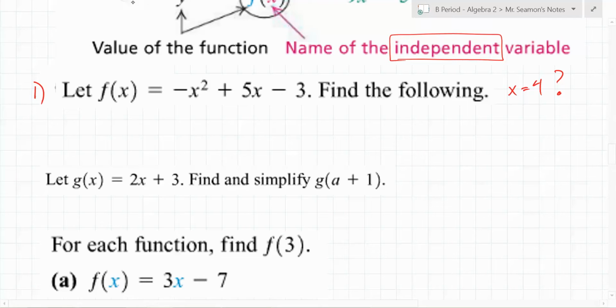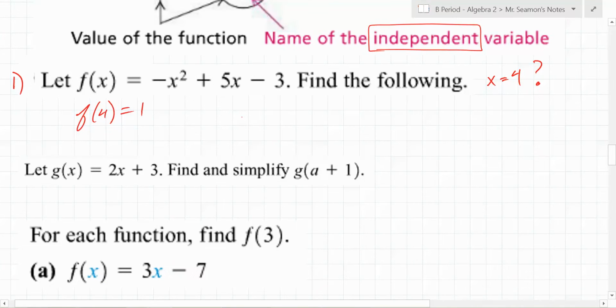So you got f of 4 is equal to 1. Who agrees with that? Let's see if it works. Let's try it. So when you do f of 4, what do you get? Negative 4 squared plus 5 times 4 minus 3. What's negative 4 squared? Negative 16, because it's the opposite of 4 squared. It's not negative 4 times negative 4. It's the opposite of 4 squared. So negative 16 plus 20 minus 3.